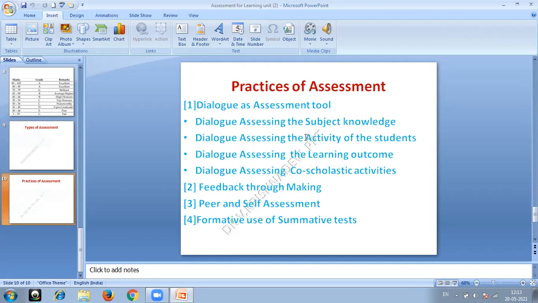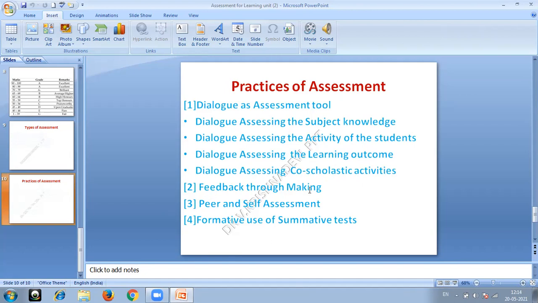And the teacher checking the students' activity through assessment is called dialogue assessing the activity of the students. And checking the learning outcome of the students' activities, assessed by the teacher, is also called dialogue assessing the learning outcome. Dialogue assessing co-scholastic activities: co-scholastic activities are also measured in the assessment. So measuring co-scholastic activities is also called dialogue assessing co-scholastic activities.